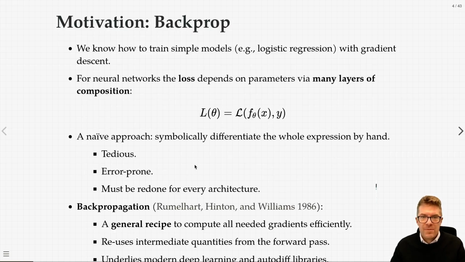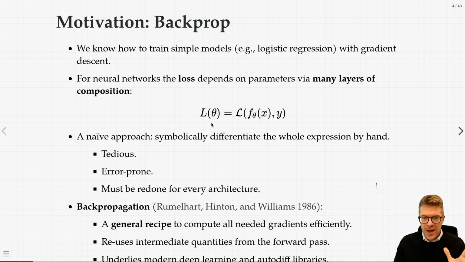So there's a bit of motivation. We know how to train simple models like logistic regression, and we know how to do that with gradient descent. We saw it in the fairly early parts of this class. Now with neural networks, the loss at the end of a feed-forward process will depend on all of the parameters in the neural network, at many layers of composition, potentially many, many layers.